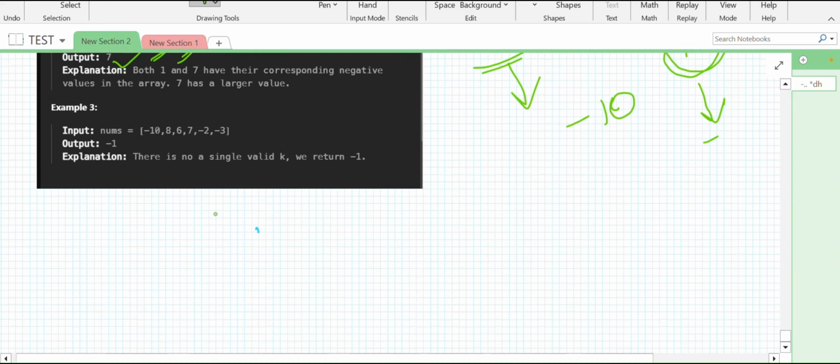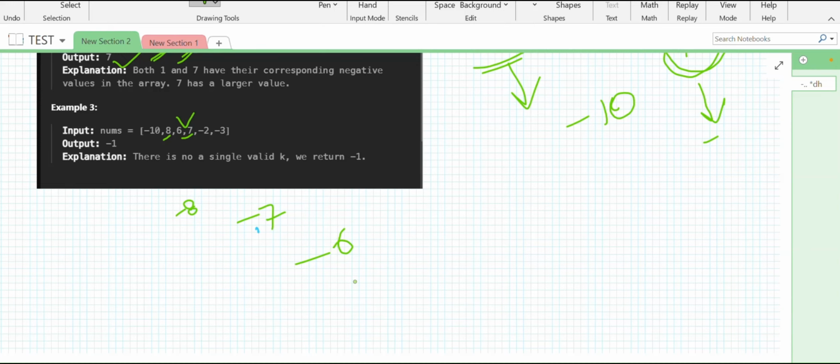And for the third example, what is the largest value? 8. -8 does not exist in that array, so 8 can't be my answer. What is the next largest value? 7. -7 also does not exist in my array, so 7 is not possible. 6, -6 is not in my array, so 6 is not possible. Then all the remaining numbers are negative. That means there is no positive integer k present such that -k also exists. So for that case we have to return -1. I think the problem is now clear.